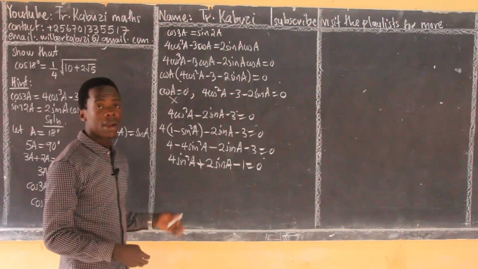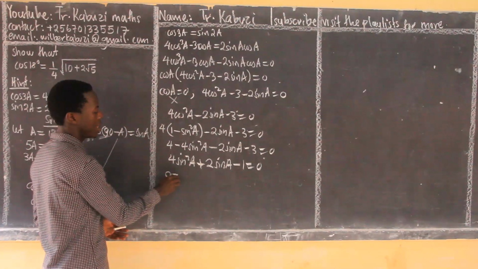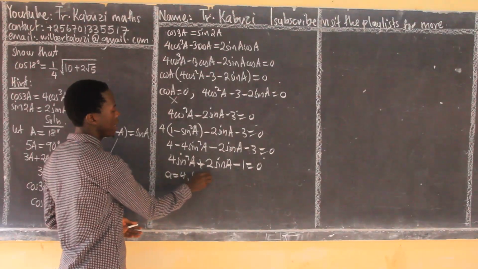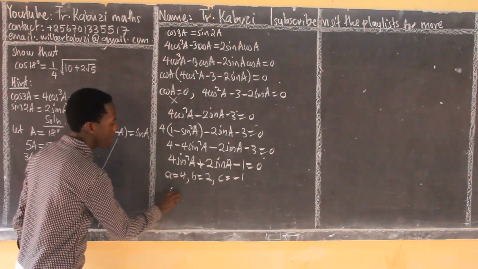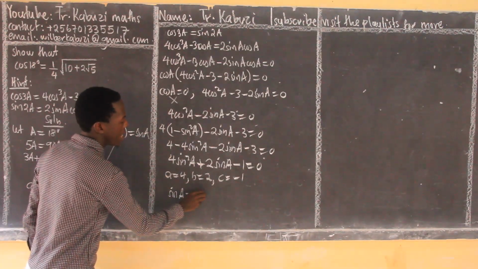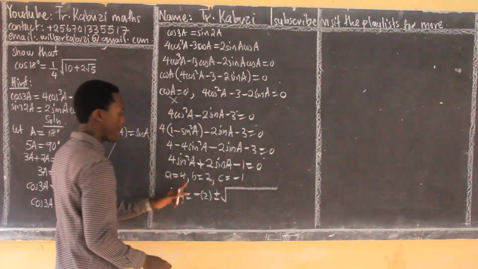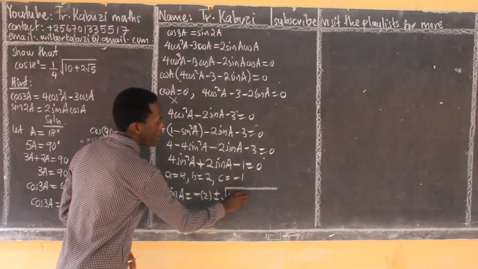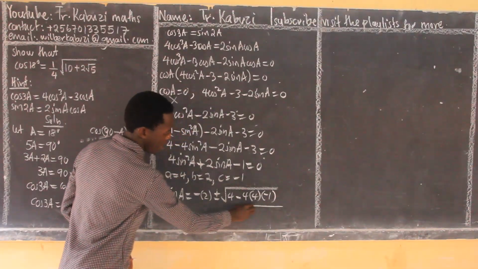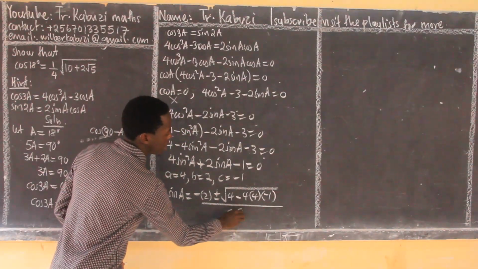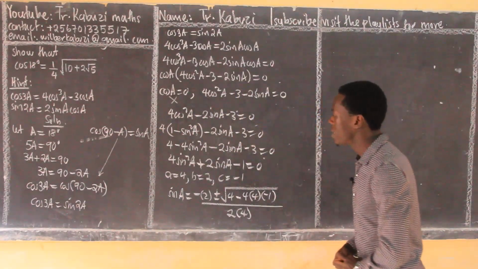Now I have a quadratic in terms of sine, so I solve it using the bulldozer. There my A is 4, my B is 2, then my C is negative 1. So using the bulldozer, minus 2, plus or minus the square root of B squared, which is 4, minus 4 into A, which is 4, into C, which is negative 1, the whole over 2 into 4. Substituting in for that, from there we just need to simplify.